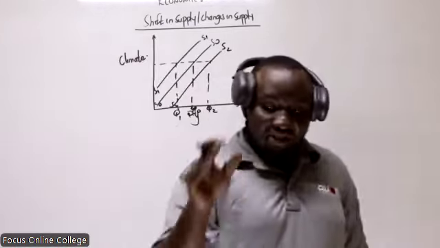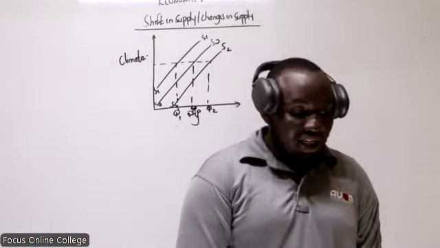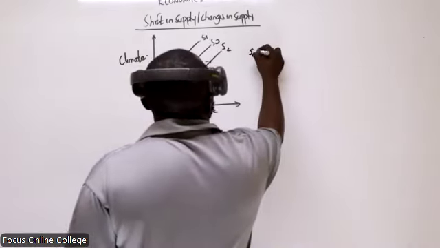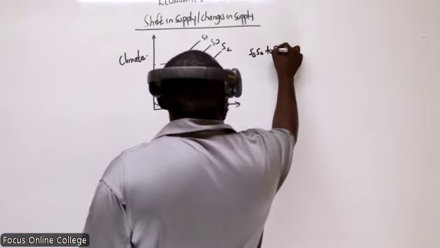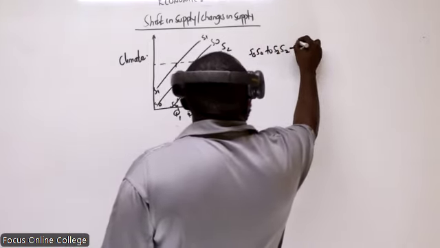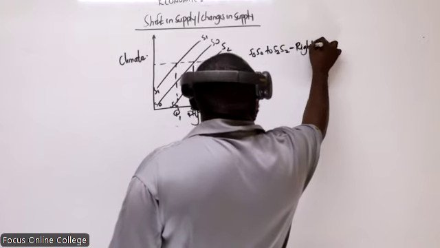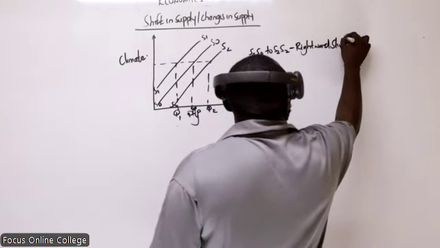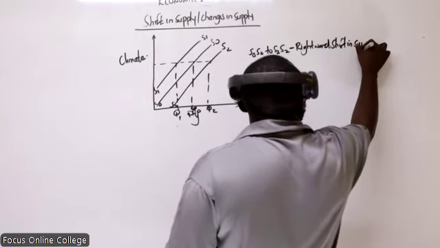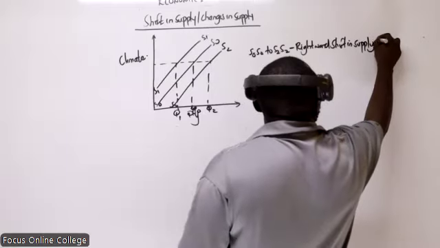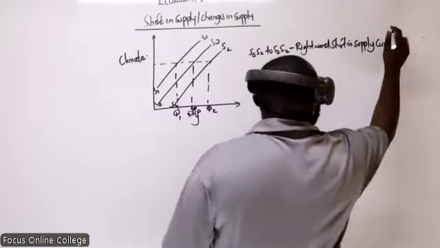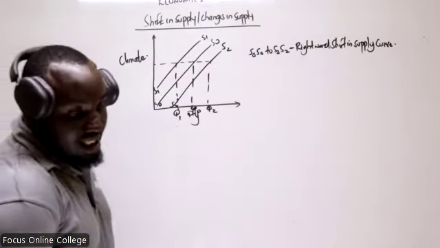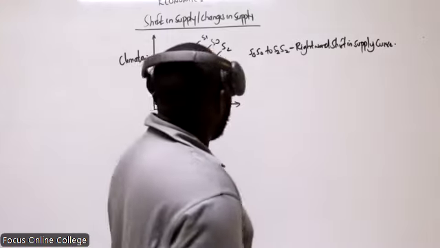Together. Perfect. So when you look at this, we know that when you have S0 to S2, this is the rightward shift. We call it the rightward shift in the supply curve.